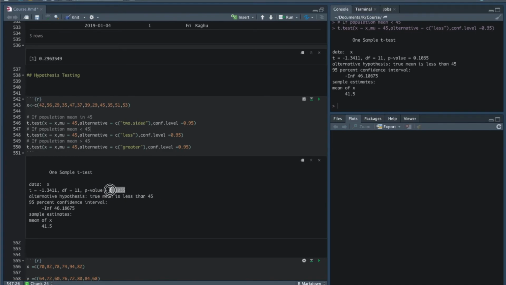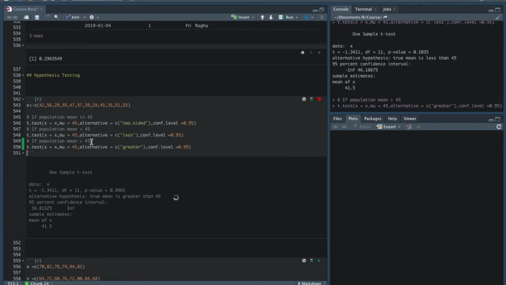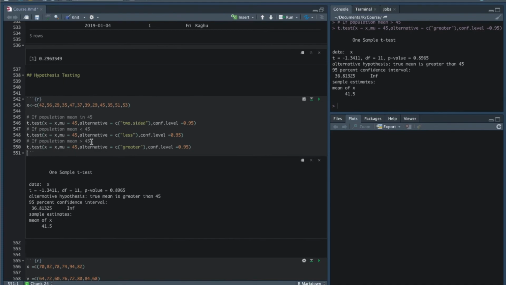Similarly, if we talk about finding out if the population mean is greater than 45, we use alternative equals greater. And what will be the null hypothesis here? I won't tell it. Try to write it in the comments. And here we go. Again, we cannot reject the null hypothesis based on the values from this sample.